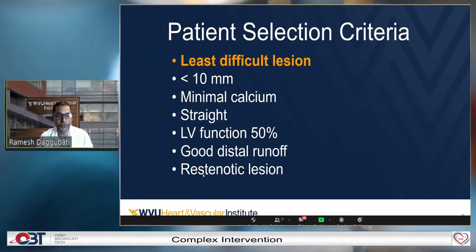And how do you select patients? I would encourage everyone to start using it in the least difficult type of lesions, where the calcium is less than 10 millimeters in length, minimal or moderate calcification, straightforward vessels, in people who have an ejection fraction of 50% and above, and good distal runoff. Even if it is a restenotic lesion, sometimes with balloons you can do it. If it is a stent restenosis, please be careful. Don't use rota in that patient in your first few cases.